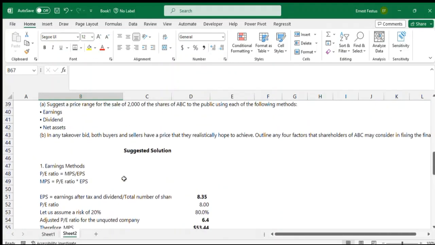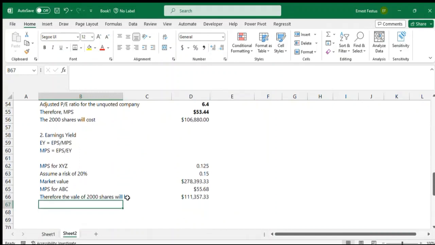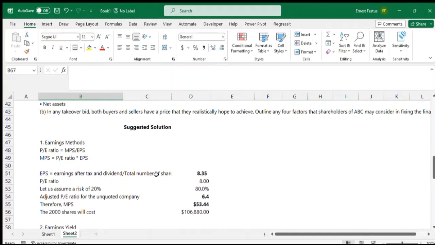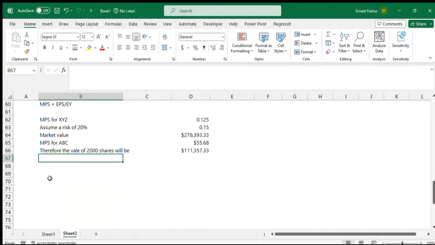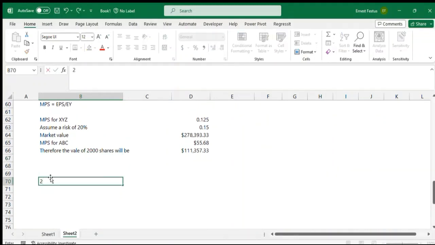So these are our earnings methods. Now the dividend has been separated from our earnings method. Had it not been separated, we would have added it as an earnings-based method. Alright, now the second one we are to look at is the dividend yield.